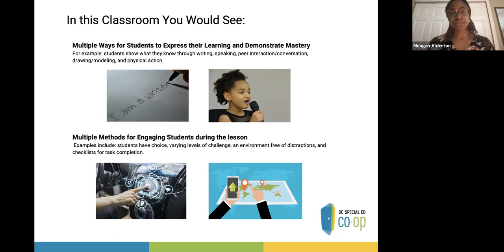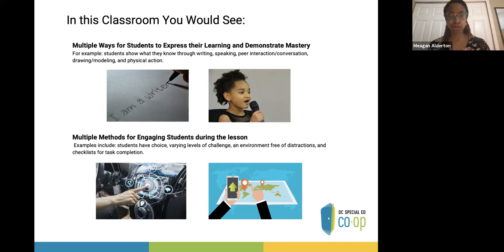So multiple ways for students to express their learning and demonstrate mastery is very important. We as special educators know the value and importance of choice, but this really doesn't even have to be a special education thing. It should just be an education thing. And at all times, as much as possible, allowing students to show what they know through various means. Writing, speaking, peer interaction, and conversation is highly important.